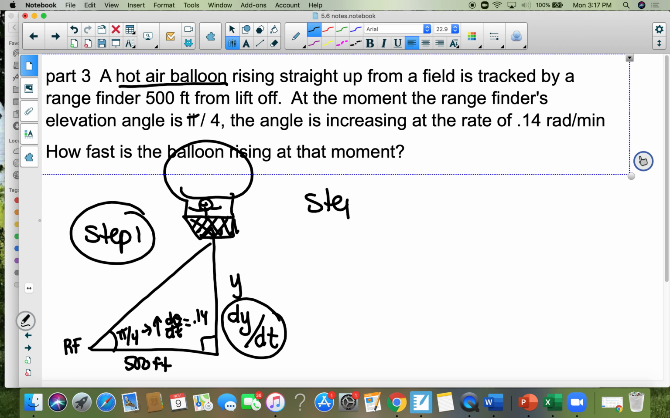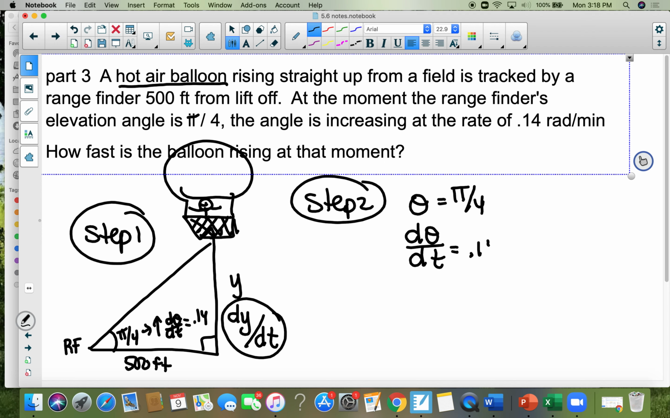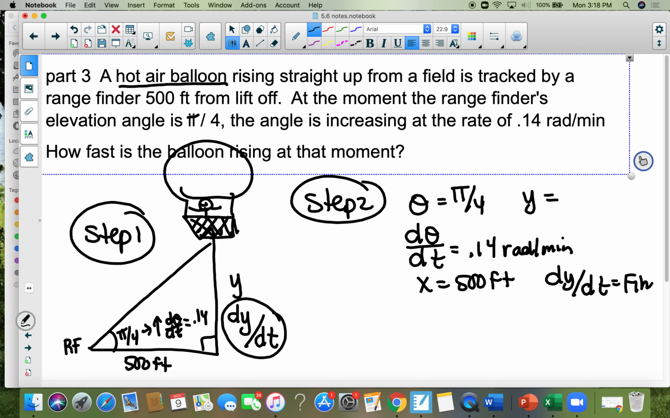Step number 2, I'm just going to write down that I know my angle is pi over 4. That's my theta. I know my change in my angle is 0.14, in radians per minute. I know that x equals 500 feet. My y, I don't know, but we are trying to find dy dt.